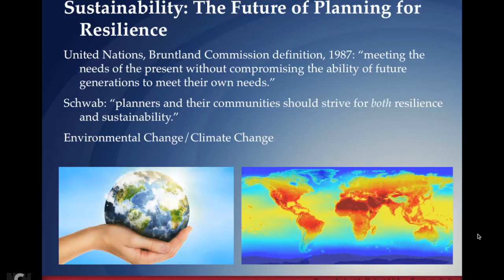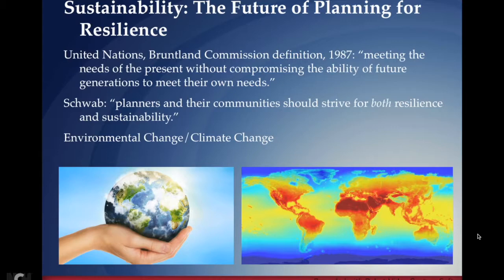He talks about environmental change towards the end of this chapter. Environmental change, recognizing climate change, sea level rise, and how studies are documenting how the environment is changing and what's going to happen in the next few decades.